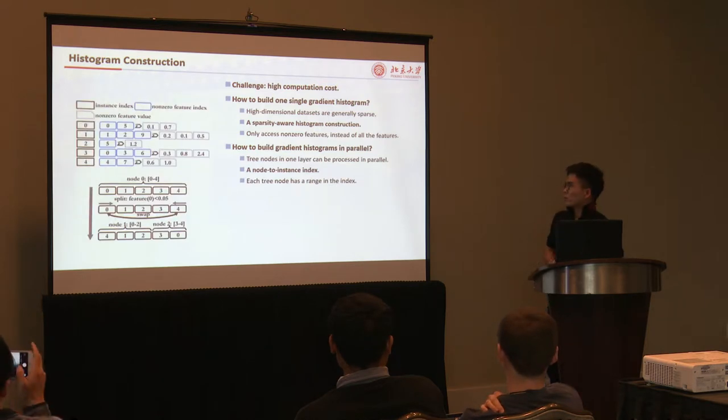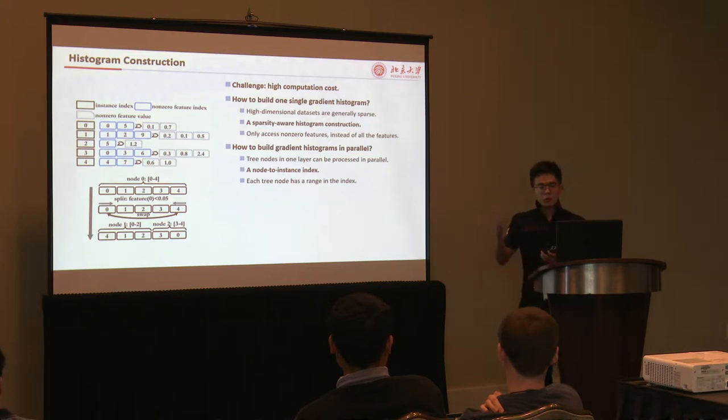After building one single histogram, let's study how to build gradient histograms in parallel. Think about tree structure. As the tree goes deeper, we have more tree nodes, and tree nodes in one layer can be processed in parallel. We design a node-to-instance index. Each tree node has a range in the index, so we can directly find the training data on that tree node.